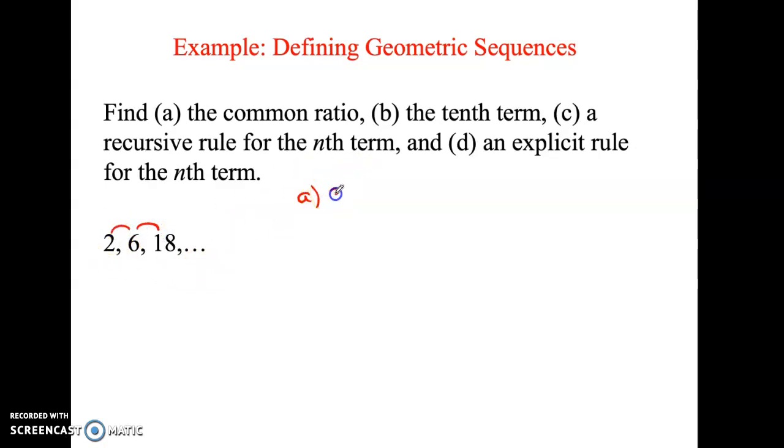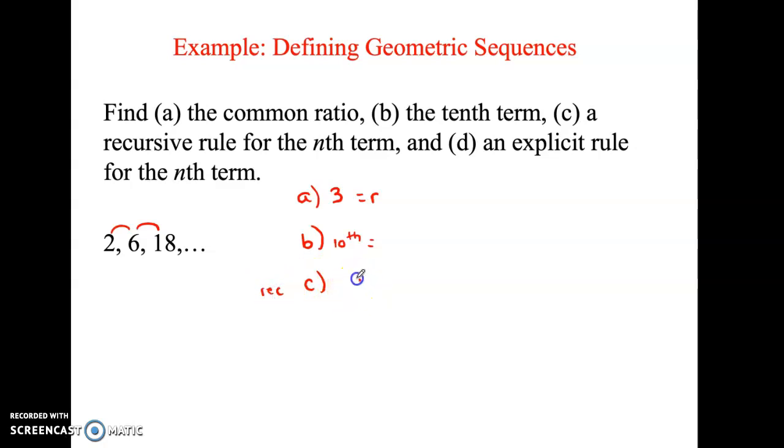So we're multiplying by 3. So our common ratio there is 3, which is going to be our r. The 10th term, again, just like we did for the arithmetic, I would hold off on that. You could list it, but I kind of like doing the explicit rule and just putting it in. So C is going to be the recursive rule.